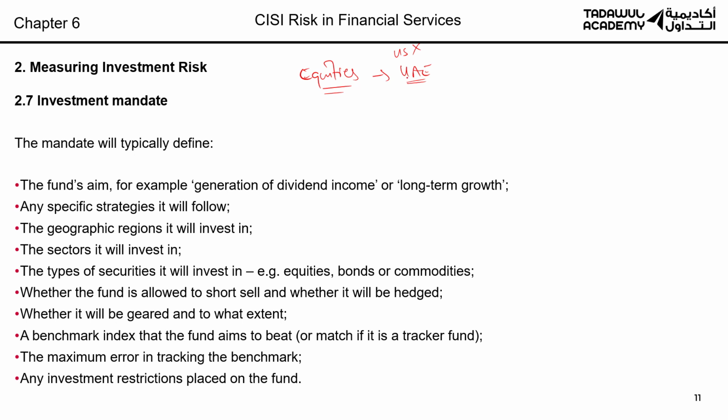So what is the mandate? The mandate clearly defines what the fund or the portfolio is going to invest in. For example, this fund is going to generate income, or we're looking for growth, not for income. Specified geographical regions: for example, we are only going to invest in the UAE. Sectors: we are only going to invest in the banking sector in the UAE. What type of equities, asset class? We are only going to invest in equities, for example, and so forth. Shall we be leveraged? Shall we use any debt? Are we allowed to short sell? What index, what benchmark are we going to compare ourselves to?